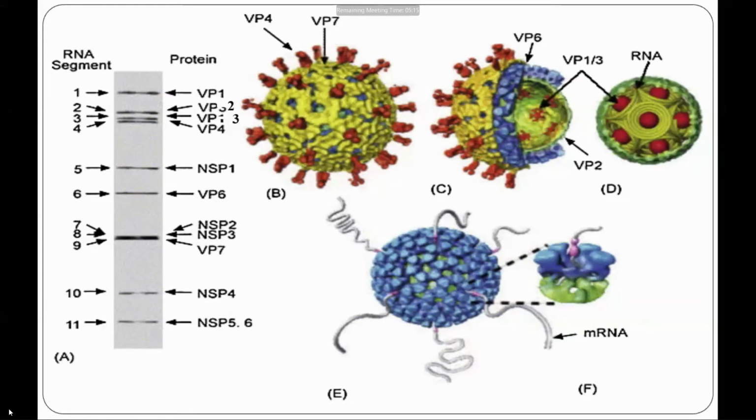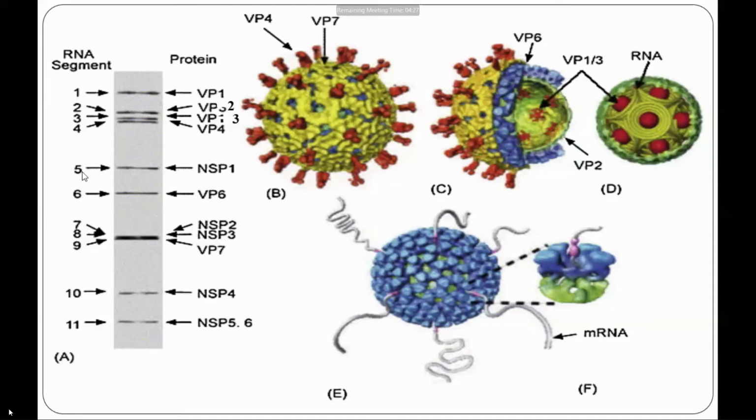There are 6 viral proteins and 6 non-structural proteins. What this electrophoresis picture is trying to show is that there are altogether 11 segments of RNA genome of this rotavirus, and each RNA segment is coded by a specific viral protein. Here you can see this is the first RNA segment, which is coded by viral protein 1. Then RNA segments 2, 3, and 4 are respectively coded by viral proteins 2, 3, and 4.